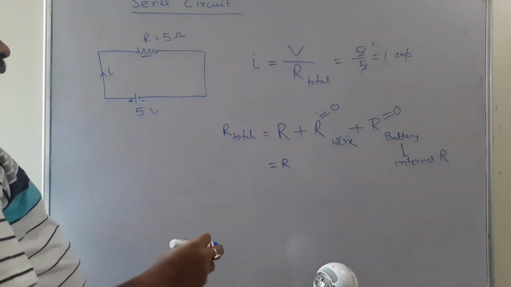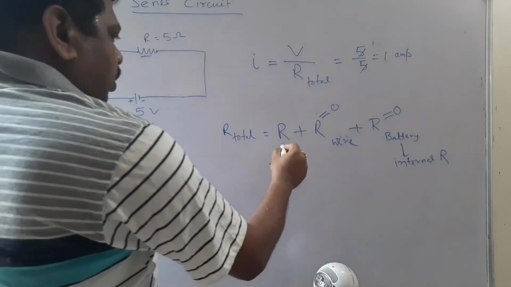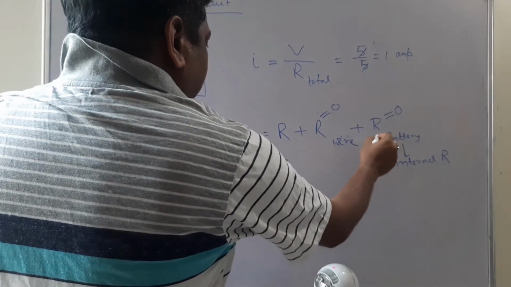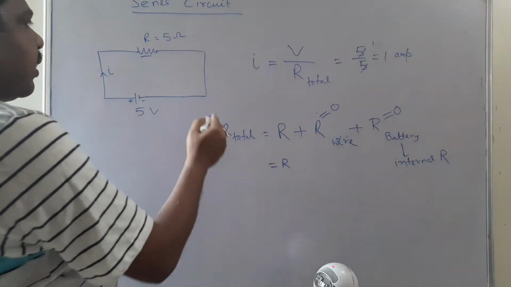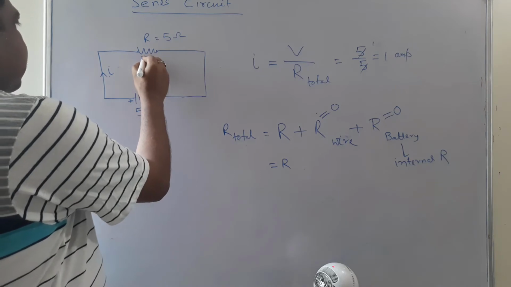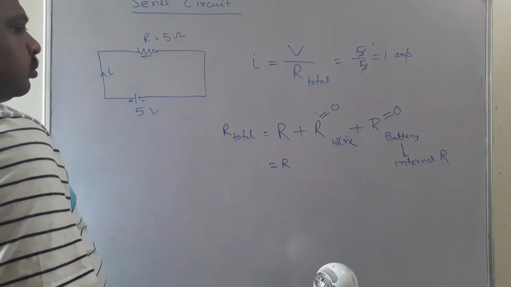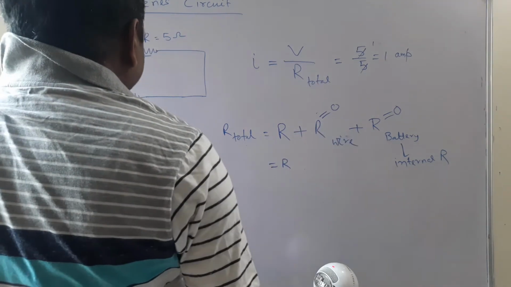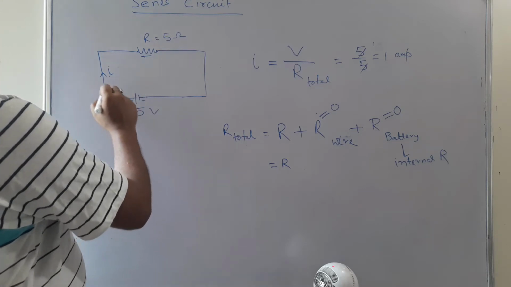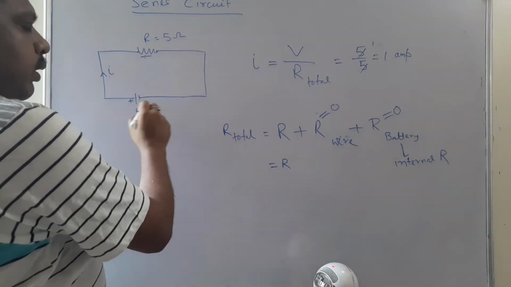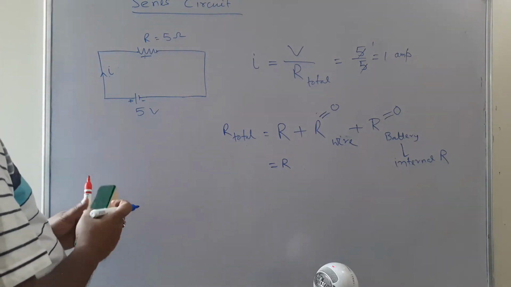Now, is it clear? Basically, all these things are called a series circuit. Here all these 3 elements are connected in series: this R, this wire and the voltage source. This is called the series circuit. In a series circuit, the current in all the connected elements will be the same.